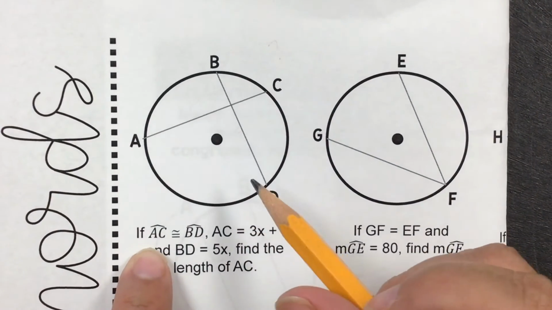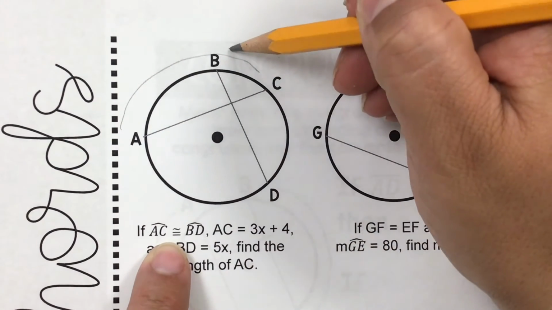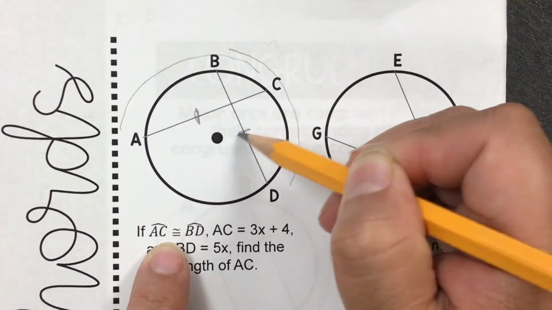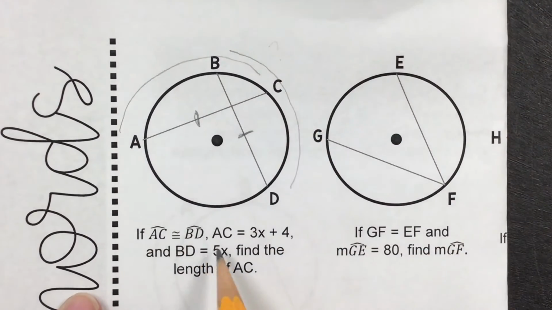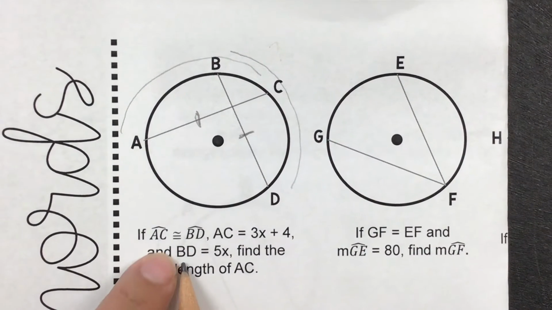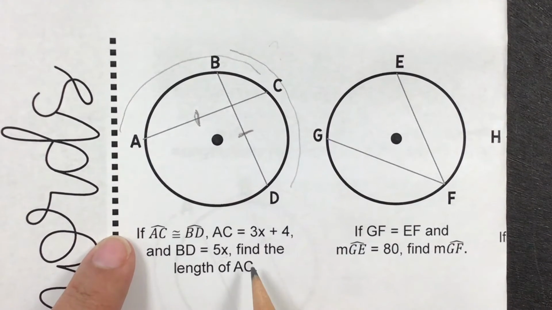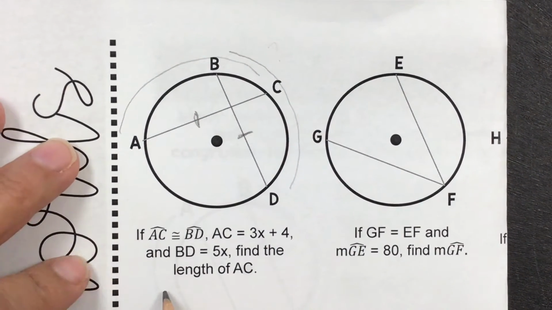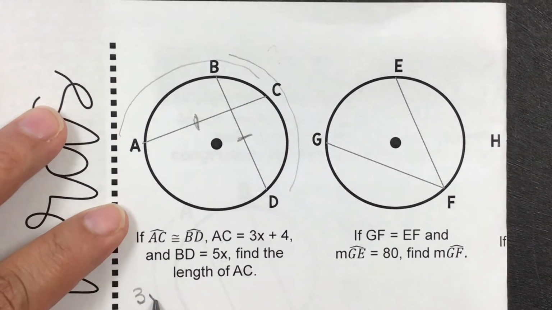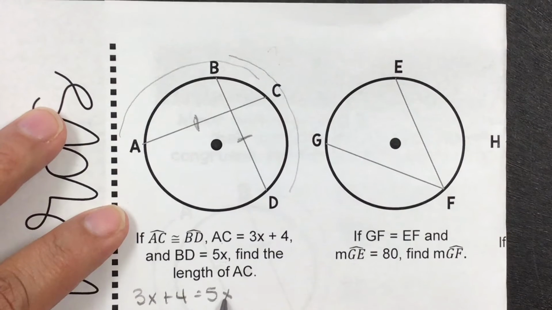It's telling you that the arc AC is congruent to the arc BD. That means that this chord is equal to this chord. It says AC is equal to 3x plus 4 and BD is equal to 5x. Find the length of AC. All right, so we need to find the value of x. Since I know that they're equal, we're going to set them equal to each other. 3x plus 4 is equal to 5x.